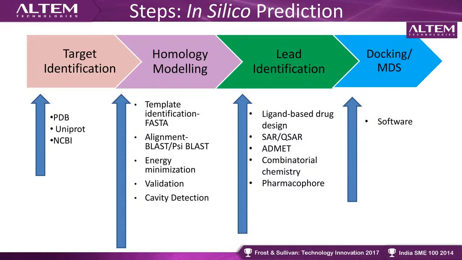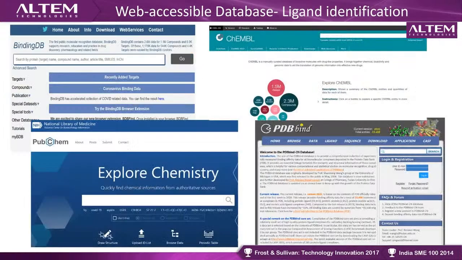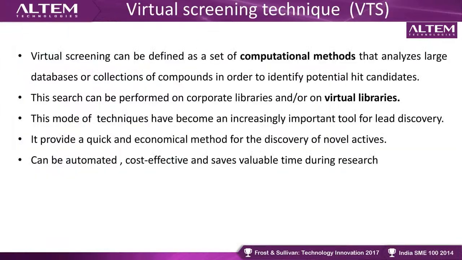And of course, once we have identified or optimized these two molecules, we need some kind of software to do those interaction studies and the molecular dynamic simulations for us, right? So here, these are the web databases for target identification, as I mentioned earlier. Whereas these are some ligand identification databases like BindingDB, ChEMBL, PubChem, even ZINC, then PDBbind as well.